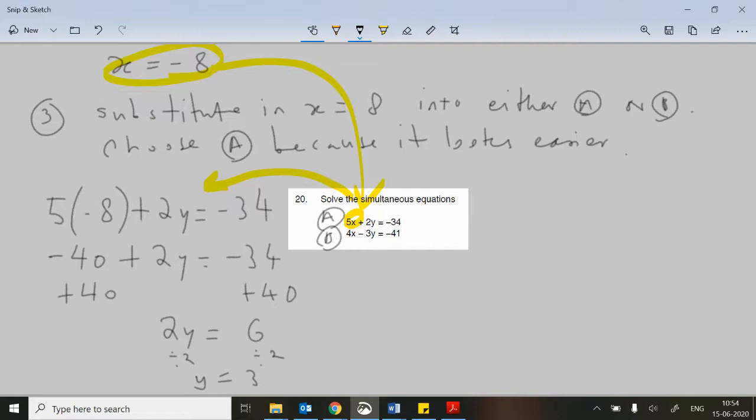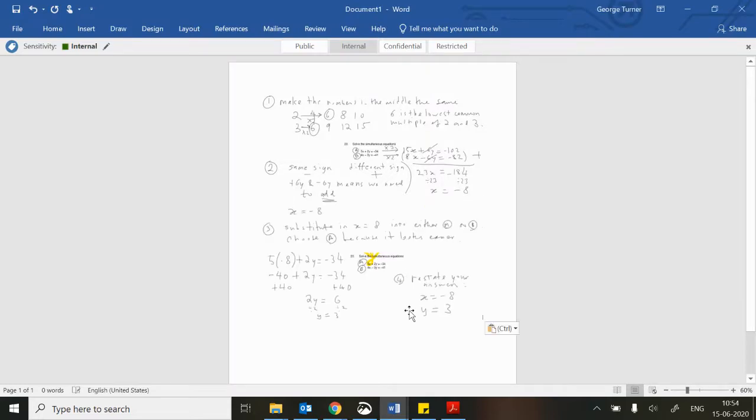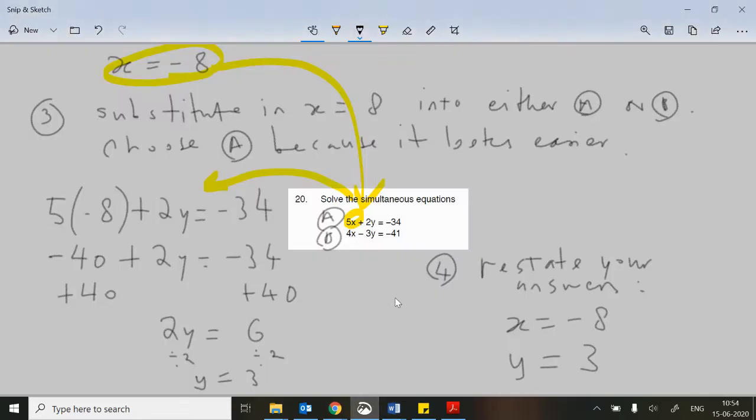Now, final step is 4. Restate your answers. Okay, and so then we can say x equals -8 and y equals 3. Okay, I'm going to copy that again, and I'm just going to put that into my Word document. So there's number 3. That's the steps there.